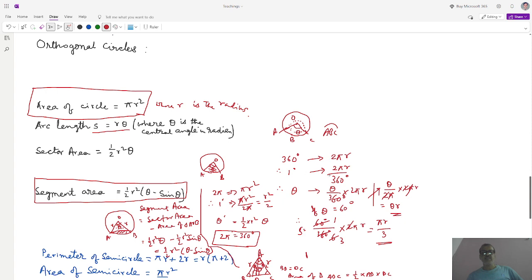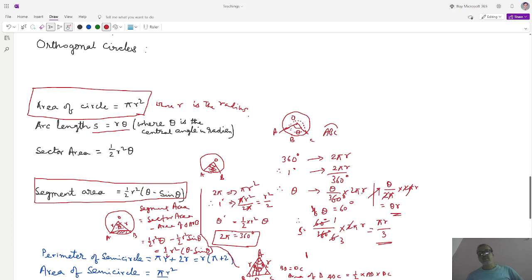Similarly, 1 degree can be made by 2 pi r divided by 360 degree of length. So theta degree is made by theta by 360 degree into 2 pi r length of arc.